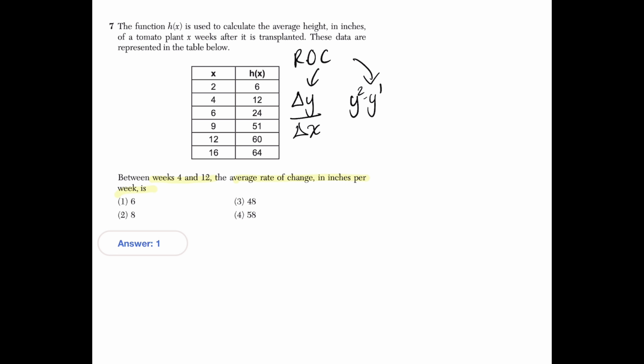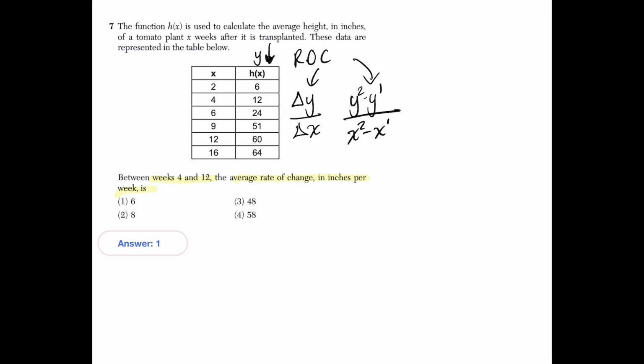Okay, let's look at number 7. The answer for this one is 1. Stay on if you want to see how I figure this out. In this one, we want to find, for weeks between weeks 4 and 12, what is the average rate of change? Okay, so when I think of rate of change, ROC, you can either think of it as change in y over change in x, or you're thinking of it as y2 minus y1, which is still showing the change, over x2 minus x1. Either one works. And you may be going, but Sarah, I don't see a y.